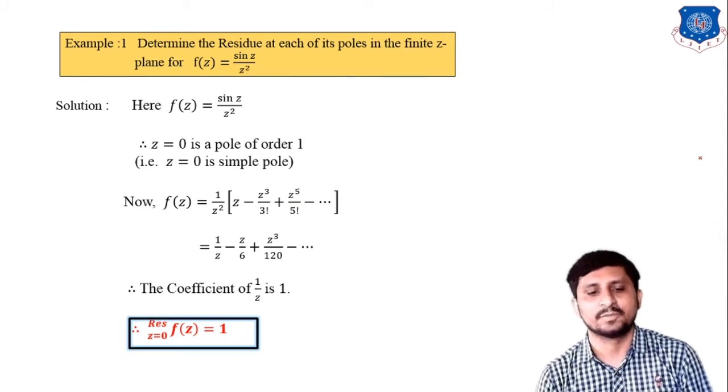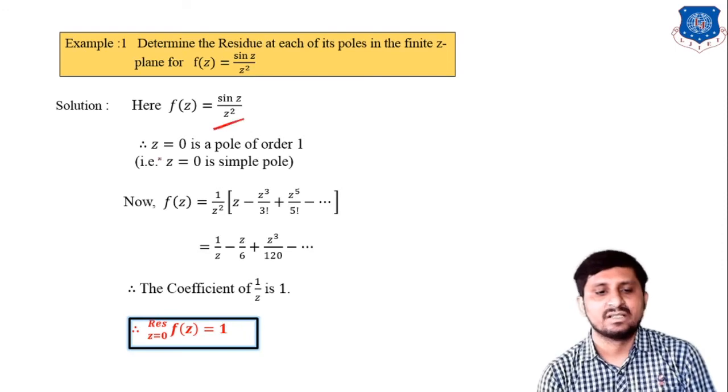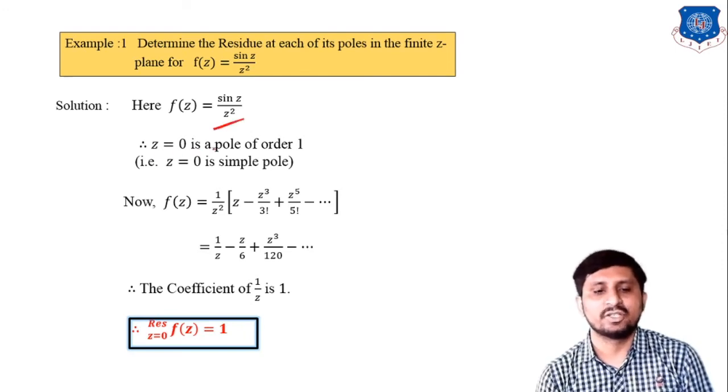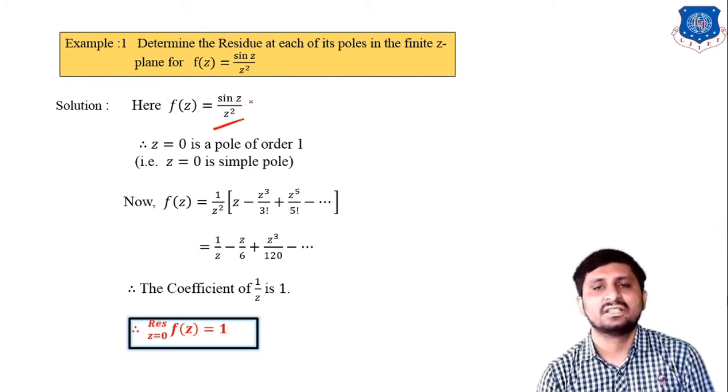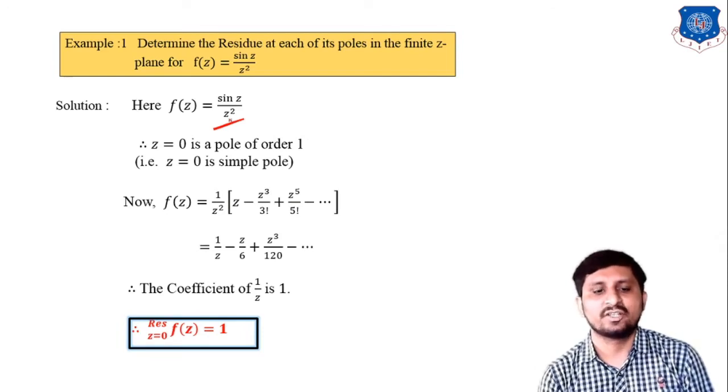So we know that f of z is equal to sin z upon z square. That's why z is equal to 0 is a pole of order 1, clearly, because we know that sin z is an analytic function, z square is also an analytic function, so sin z upon z square is also analytic. The problem is only where the denominator becomes 0. We know that the denominator becomes 0 at point z is equal to 0. So z is equal to 0 here is a simple pole.